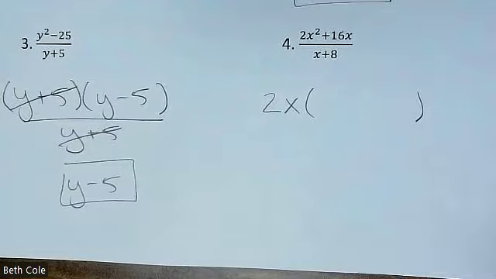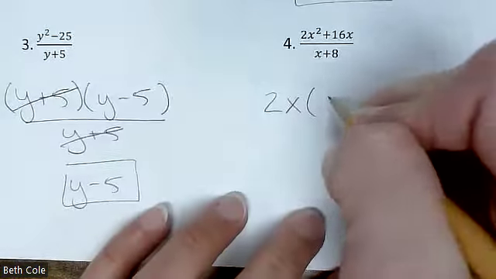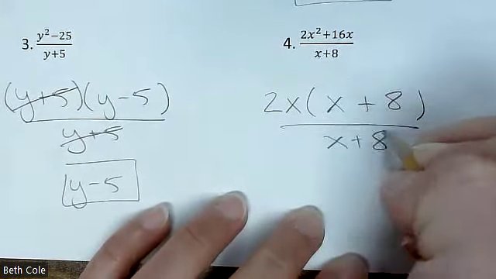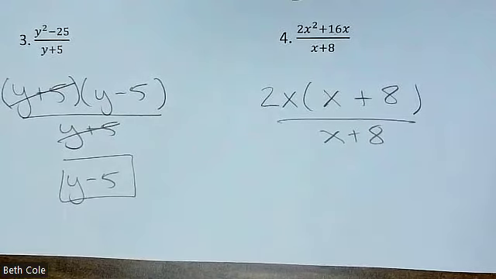Now, when you divide by 2x, what's going to be left? X plus, oh my gosh, it came out to x plus 8. Isn't that crazy? This question needs to be relevant.